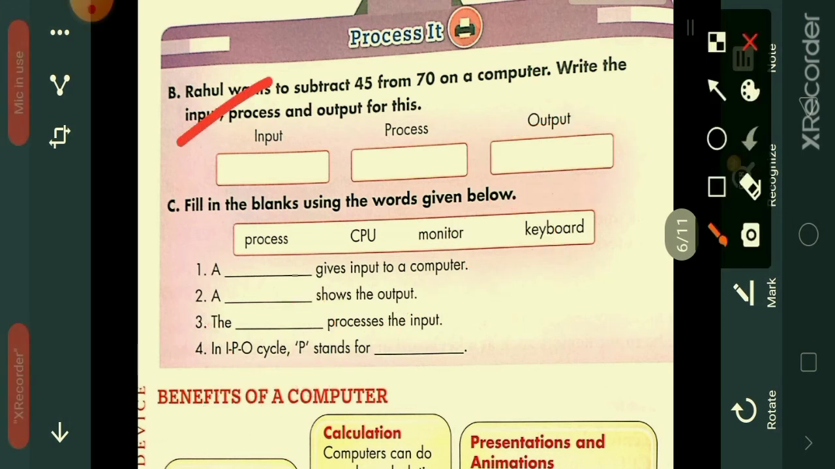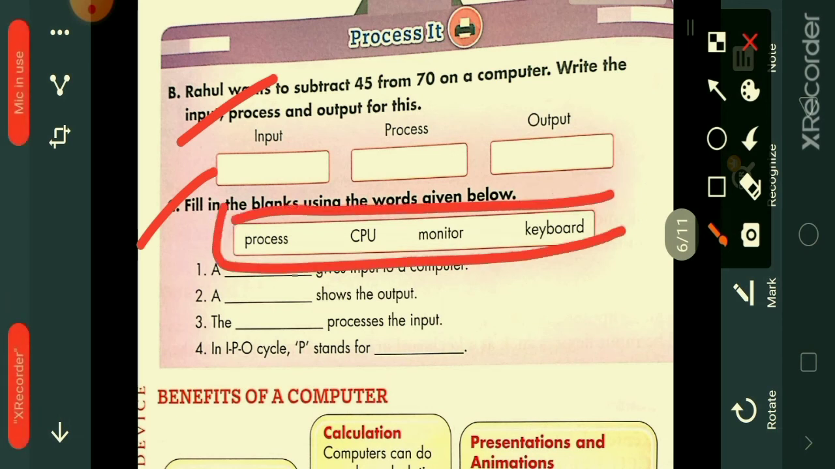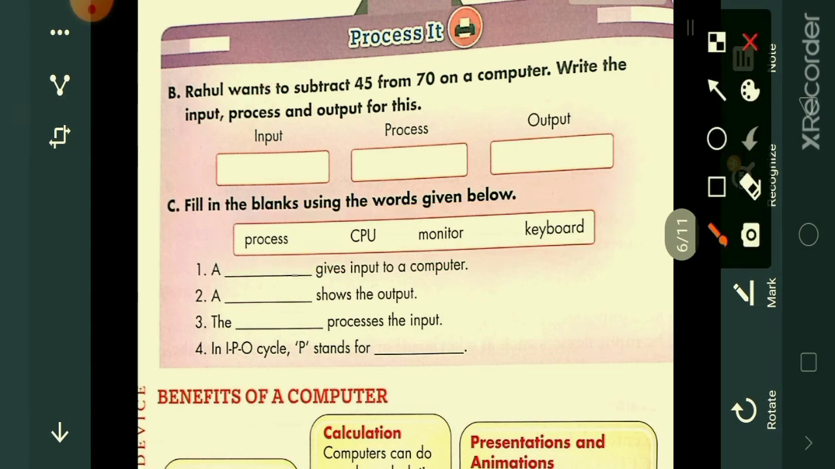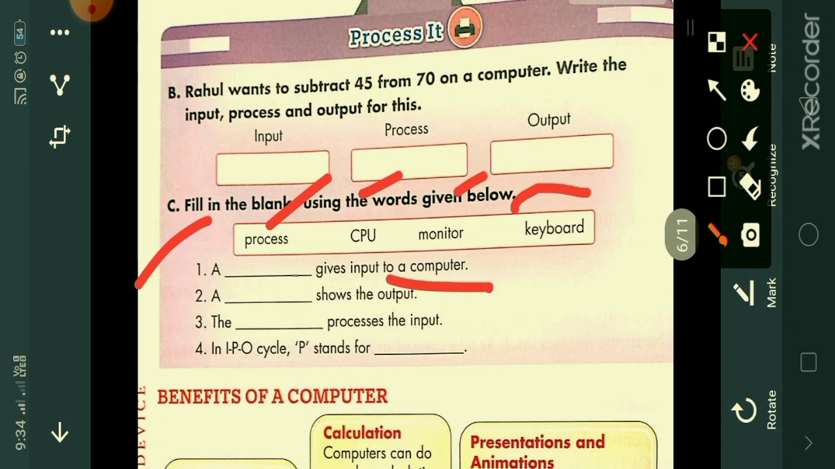This is the B section. Now in the C section, fill in the blanks using the words given below. Here a hint has already been given, students. What is the first question? A dash gives the input to a computer. Okay, which device gives the input to the computer?